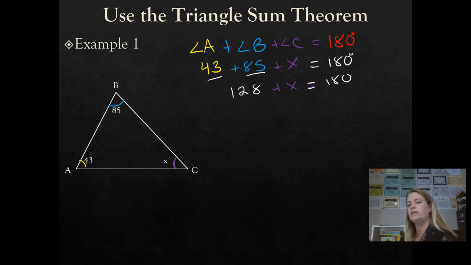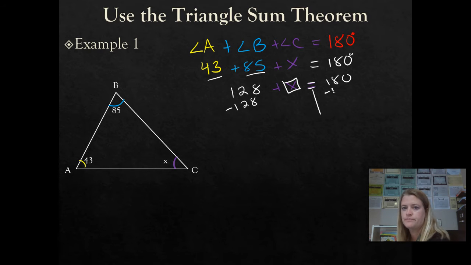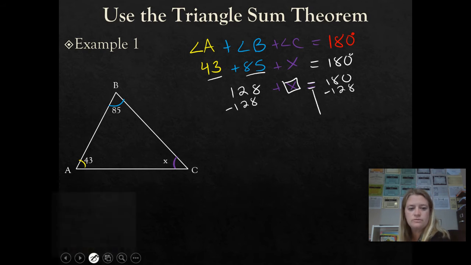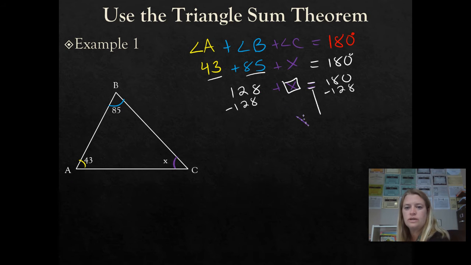We're going to get the X all by itself using one step. So remember the box and wall, that's our box, here's our wall. How do we get that X all by itself? Well, we have to do the opposite or the inverse of 128. So to make this 0, you have to subtract 128. And when you subtract 128, you get X is 52 degrees. So you should write it as an angle. You should say angle C is 52 degrees.